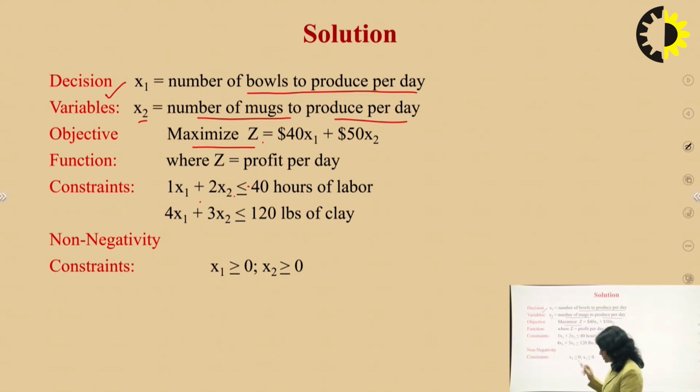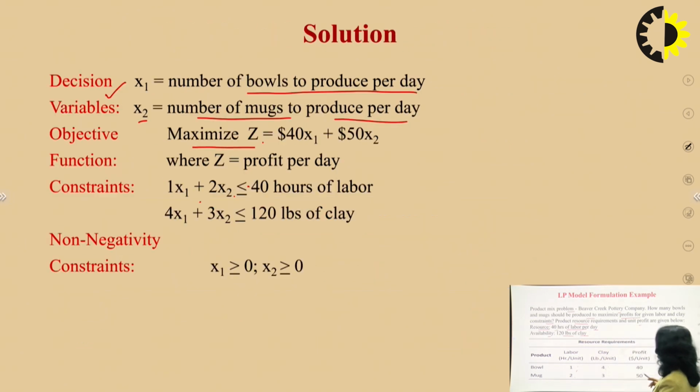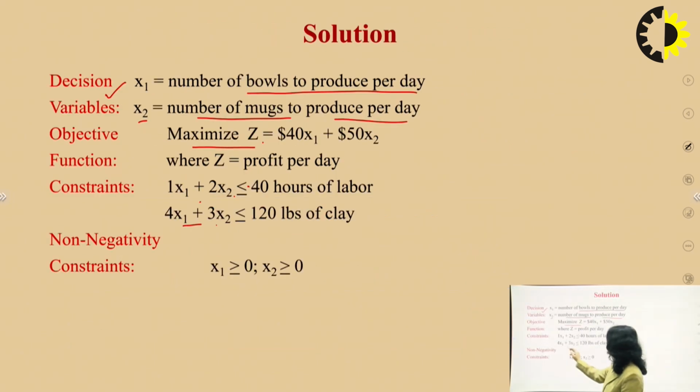The next constraint will be for the clay. We'll see here that it will become 4x1 plus 3x2, and the maximum availability of clay is 120 lbs. So this is the maximum value. So it should be 4x1 plus 3x2 less than or equal to 120 lbs of clay. We can see here this. So these are the two constraints.